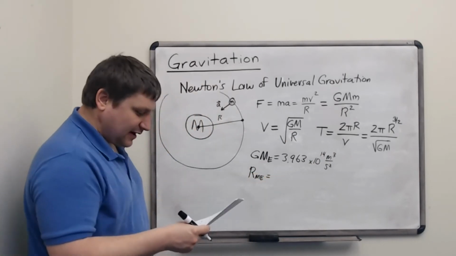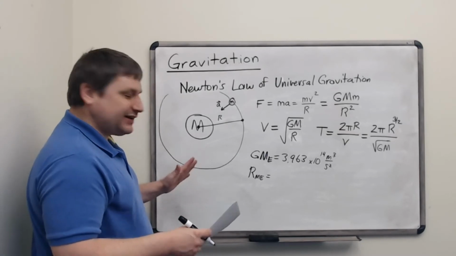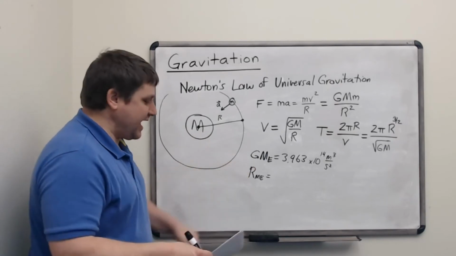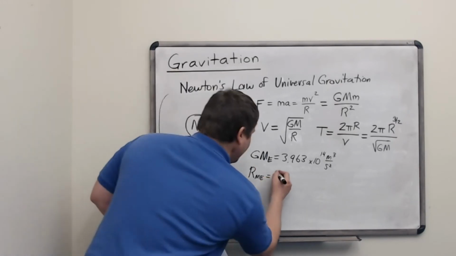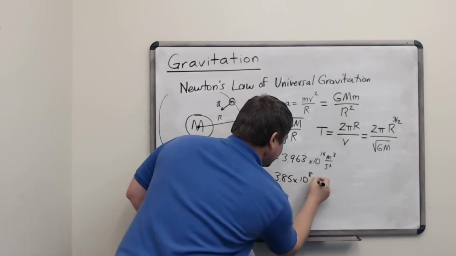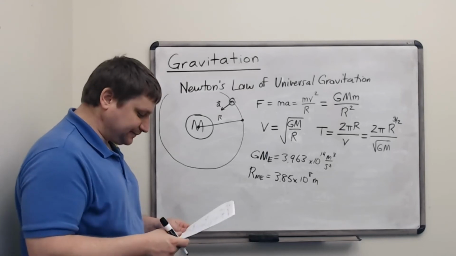The radius of the Earth-Moon orbit, or the distance between the moon and the Earth, is actually not a constant, because the moon's eccentricity is not 0. But a good average value to use is 3.85 times 10 to the 8th meters, 385 million meters.